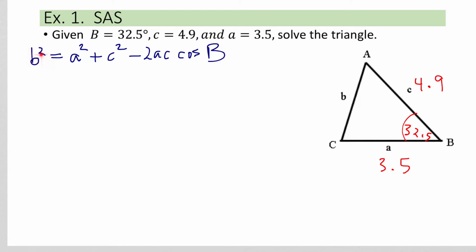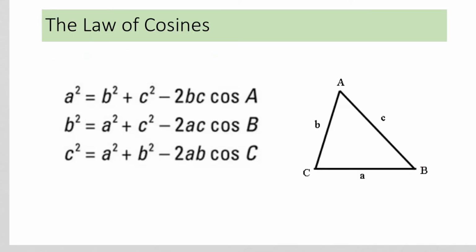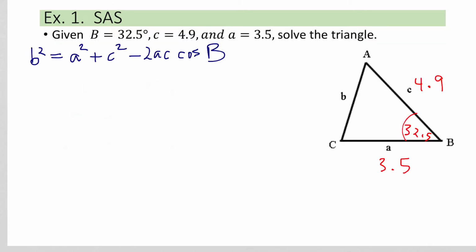I can solve for this B squared because I know everything on the left here. So I'm going to choose the B law from my law of cosines. Let me show you the page where I got that from. So I got it from here, the B law, which I'm going to use to solve for side B. Now I'm going to substitute in from my triangle those three pieces of information.